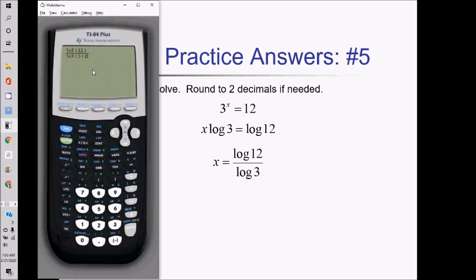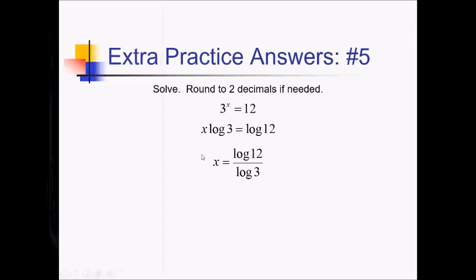So plugging this in, and to get the fancy fraction, I did alpha y equals. So this is going to end up being, let's see here, about 2.26 if I round it off to 2 decimals.